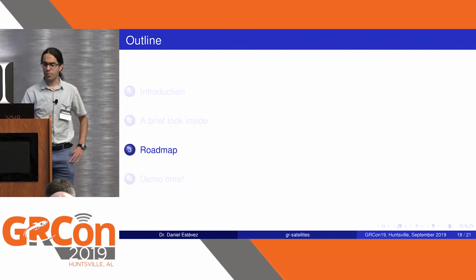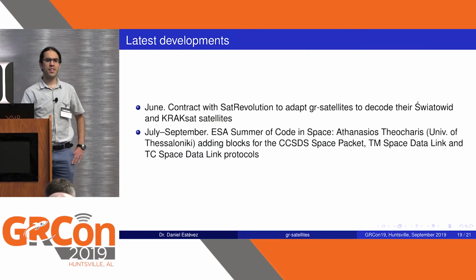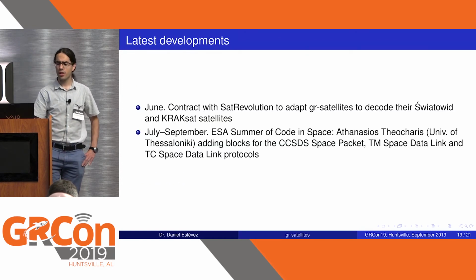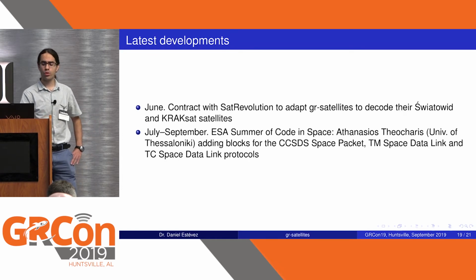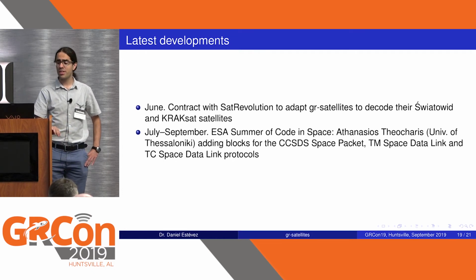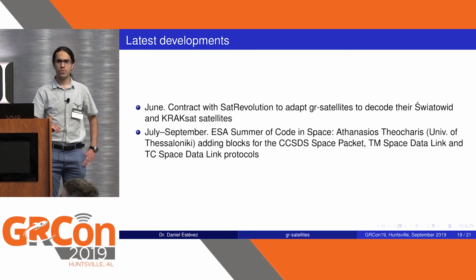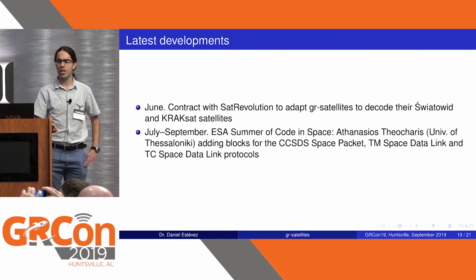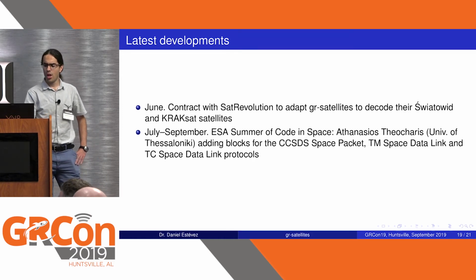So about the roadmap, things that have happened earlier this year. During June, I did a small contract for a startup company in Poland, which is called Sat Revolution. And within this contract, what I did was to adapt GR satellites for their 2 satellites that they launched through the International Space Station, I think in May or something like that. They were released in orbit at the beginning of July.